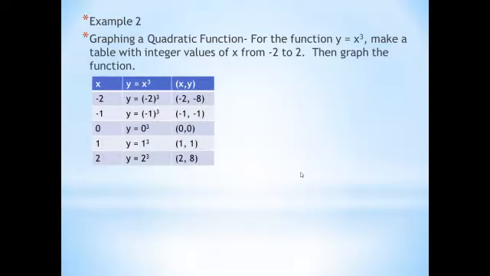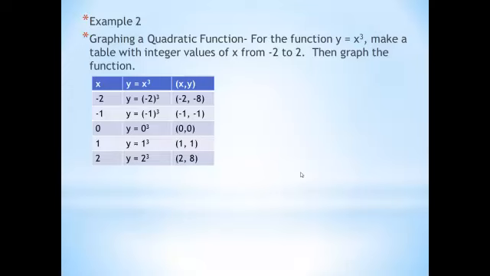Here's our table completed. We have our values for x, negative 2, negative 1, 0, 1, and 2. And we have our function filled in, where y equals x cubed. So y equals negative 2 cubed, y equals negative 1 cubed, y equals 0 cubed, y equals 1 cubed, and y equals 2 cubed. So our values for x, y are going to be negative 2, negative 8, negative 1, negative 1, 0, 0, 1, 1, and 2, 8.